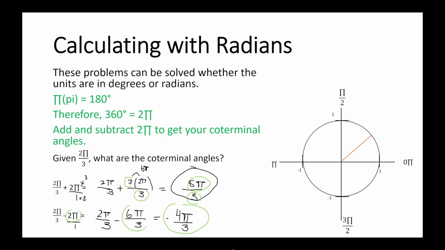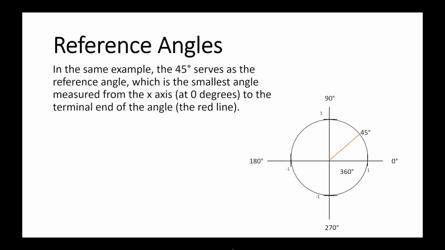Now, moving forward to reference angles. Reference angles are, well, it's kind of in the name. They're a reference. It'll be some angle between 0 and 90 degrees. Anything bigger than that is not technically considered a reference angle. You can just consider it as the smallest possible angle here on the graph.